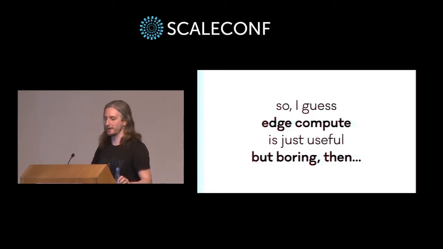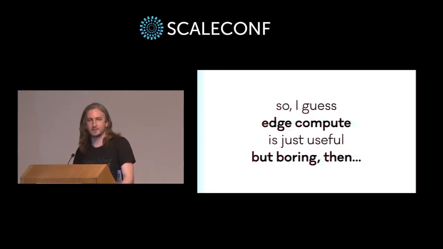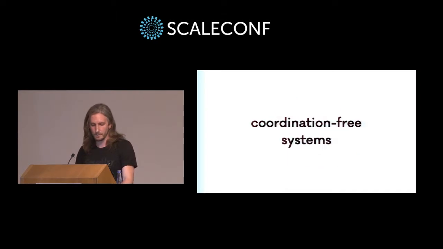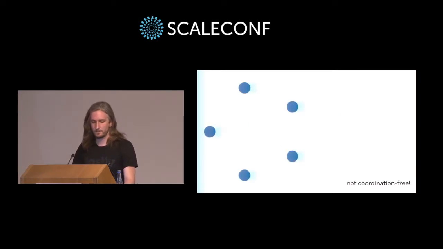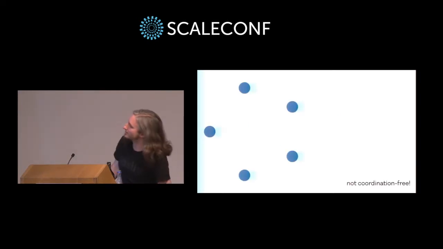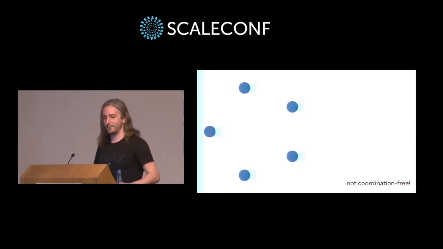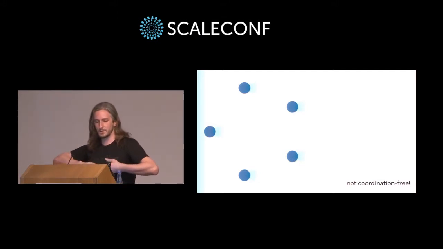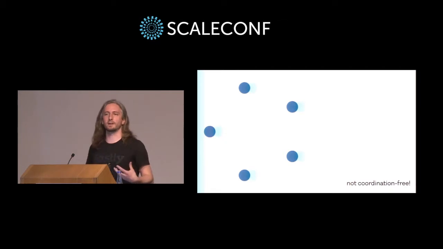All right, before we write it off, and I have to leave this stage in shame, let's go back to this notion of coordination. So if edge compute is at odds with coordination, then it's ideally a coordination-free system. Right? What is a coordination-free system? Let's talk about what a coordination-free system is not. That might make it easier.